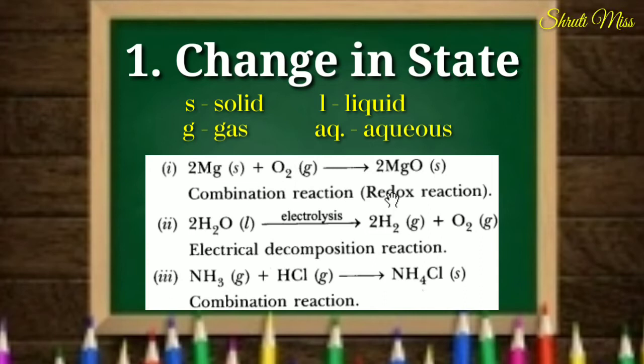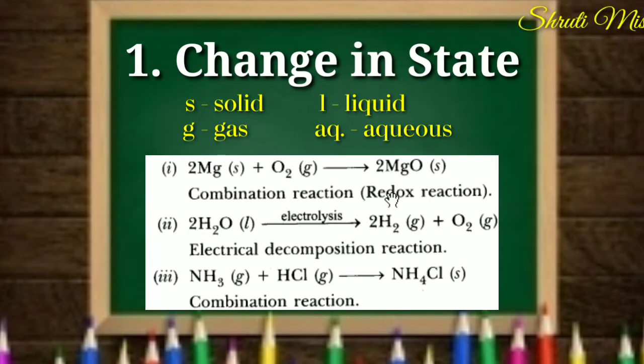So there are some reactions like magnesium reacting with oxygen and making magnesium oxide, where magnesium and oxygen are in different states. Magnesium is solid while oxygen is in the gaseous state. After the reaction we get the product MgO, which is in the solid form. Okay, and it is also a redox reaction.